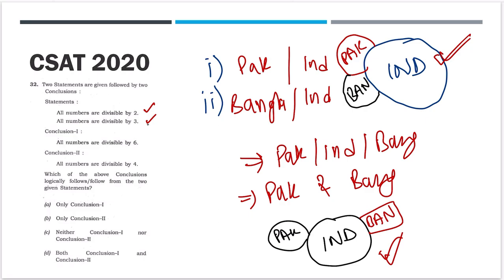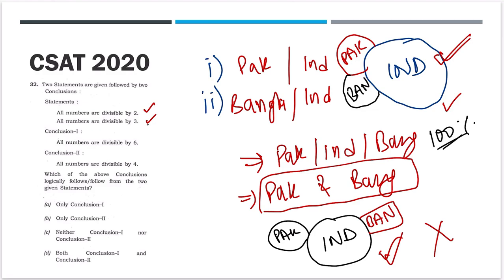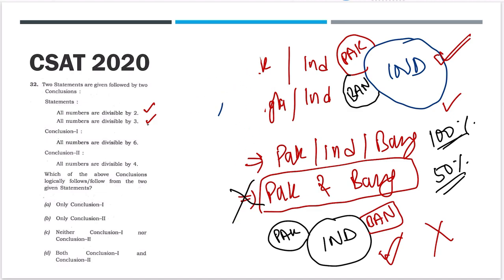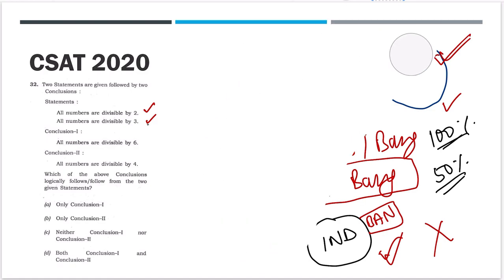Can you conclude from this statement that Pakistan and Bangladesh are also neighbors? This is true in the first case, but not true in the second case. So this means you have to be 100% sure to get a conclusion. In the first case, we are 100% sure that these three are neighboring countries, but we are only 50% sure for Pakistan and Bangladesh. So I cannot conclude the second option. I hope this is clear. Only when you are 100% sure can you conclude something from these statements.